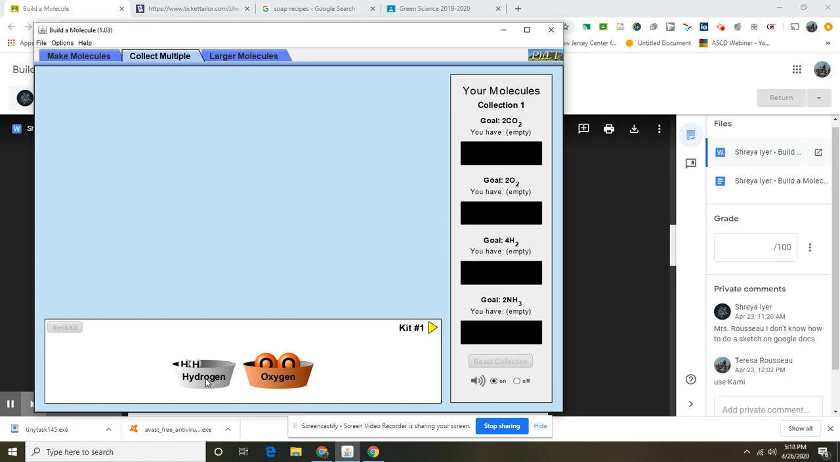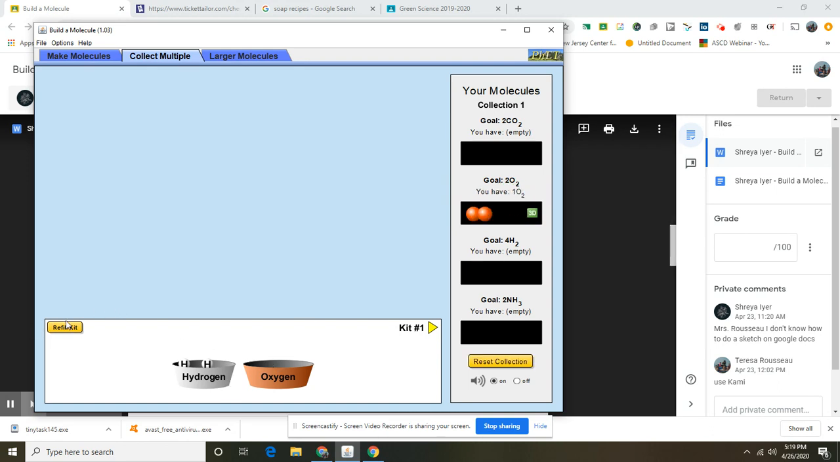We have oxygen and hydrogen down here right now. So what I'm going to do is I'm going to look to see which one would do oxygen and hydrogen. I have nitrogen and hydrogen. I have hydrogen. I have 2 oxygens. So if I go here and I make 1, I put it here.